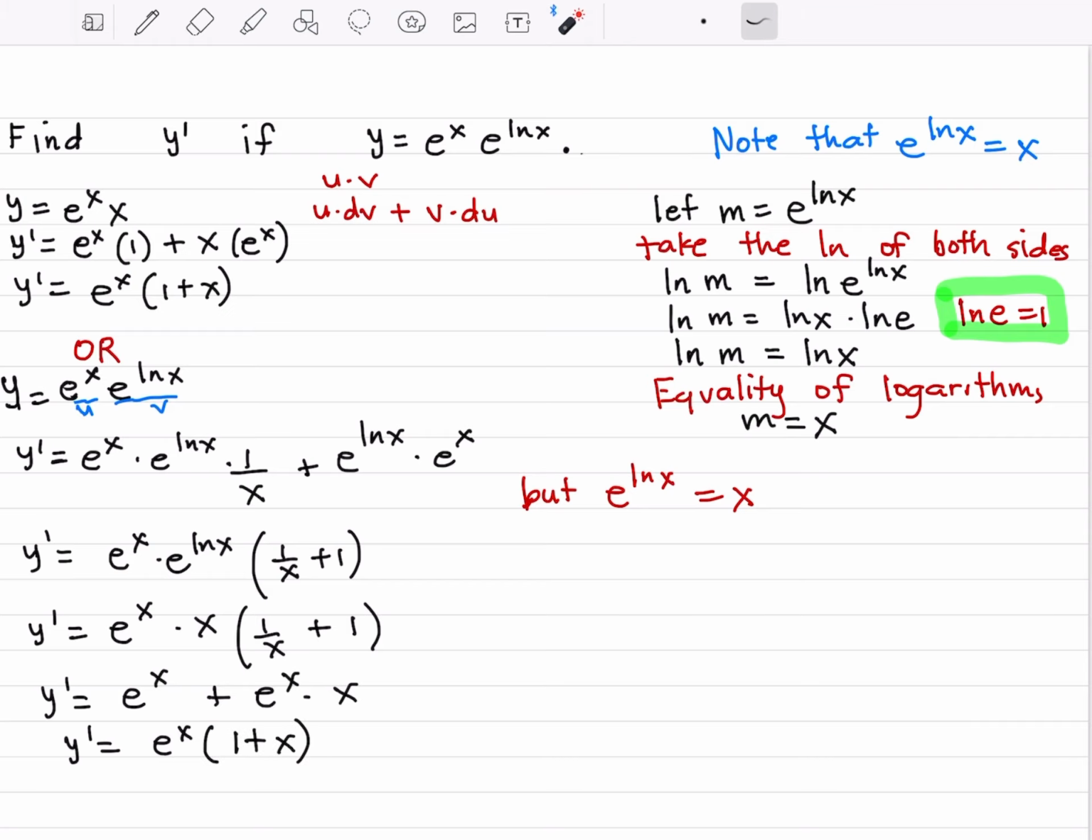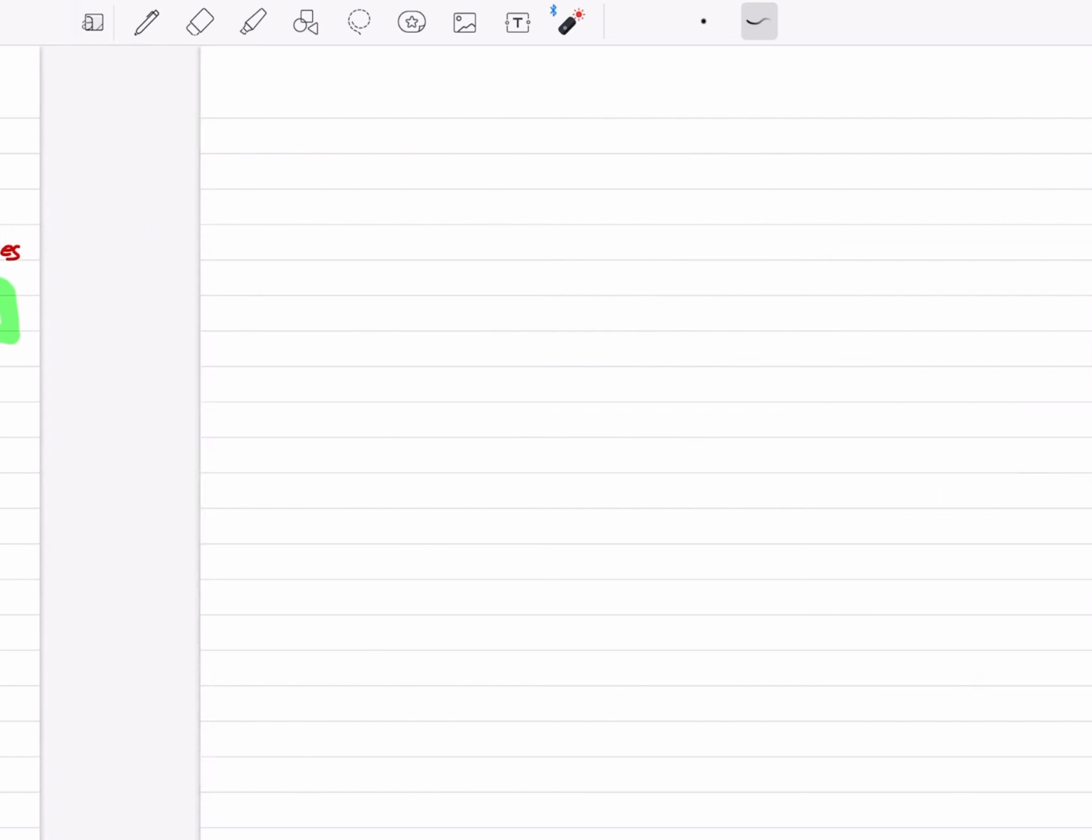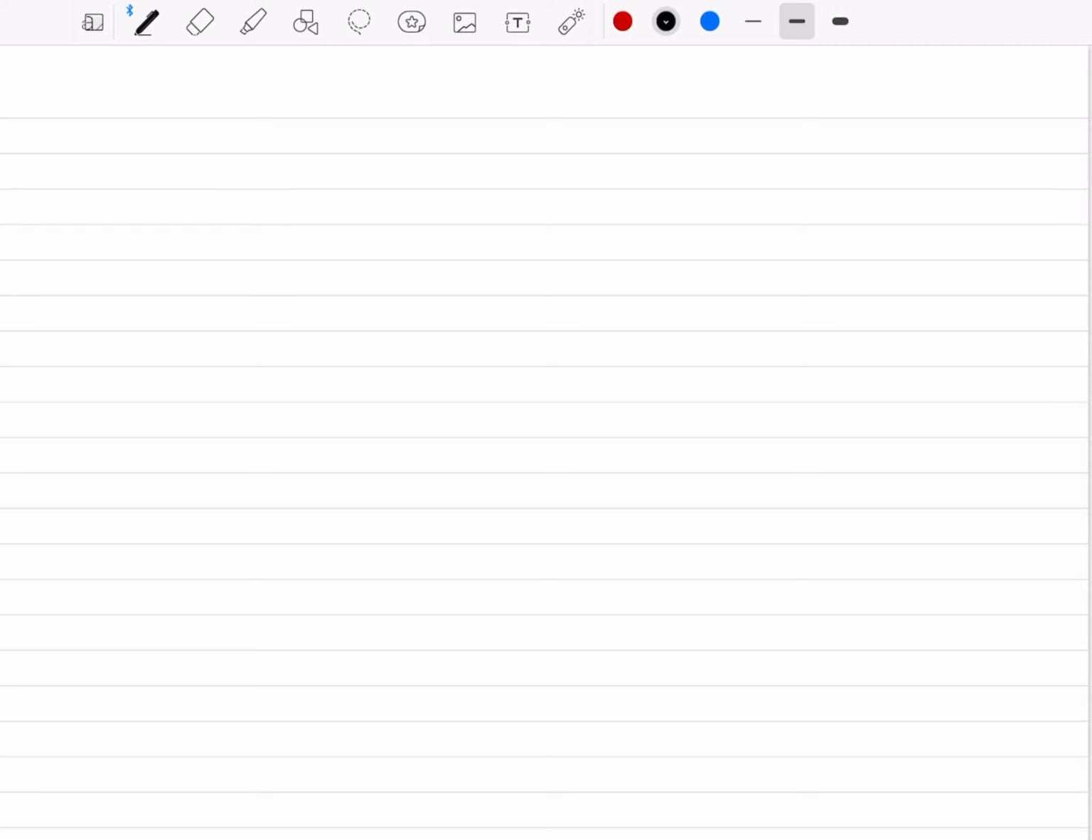Is this equal to the previous? Now let's compare. Equal to the previous. Or you may even have this other solution, expressing the product of powers of the same bases by using laws of exponents. y equal to e to the x times e raised to ln of x could be expressed as e raised to x plus the natural logarithm of x.